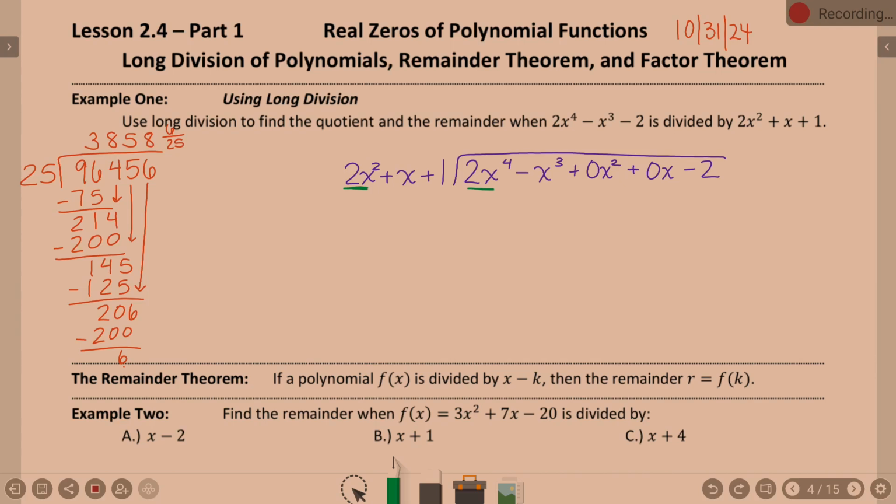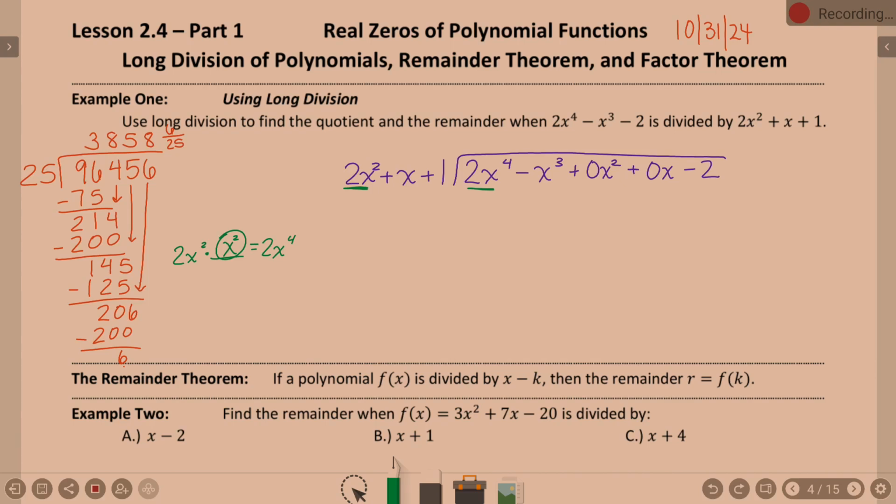So what I need you to say here is, I'll do 2x squared times what is 2x to the fourth? X squared. X squared, yes? Are you with me? Yes. Okay, so x squared is my first answer.